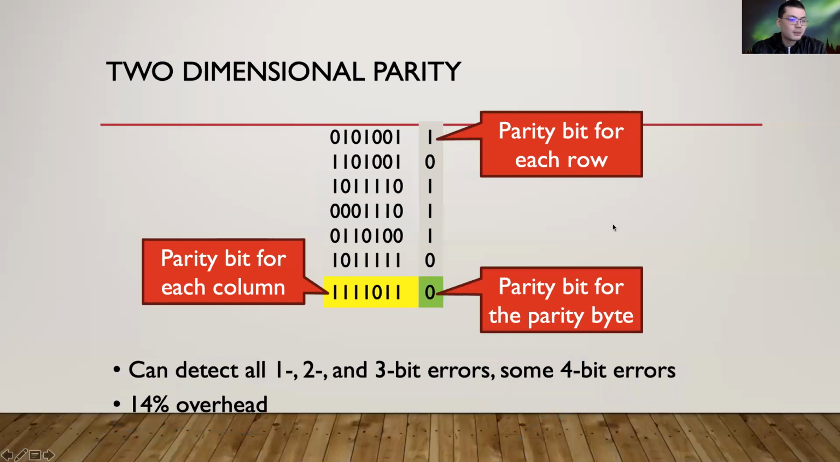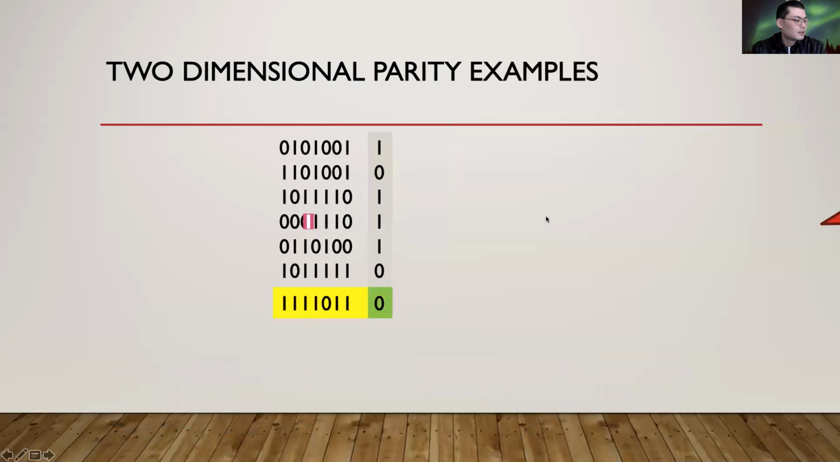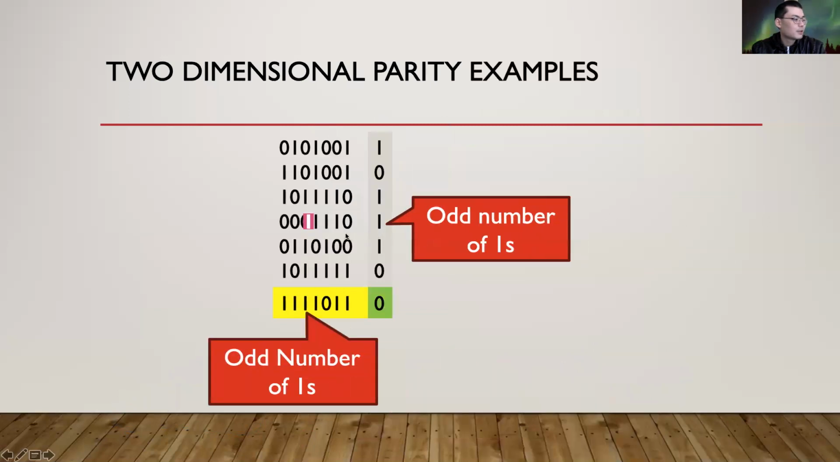Now let's see why we can actually recover a 1-bit error. Think about this bit. If this bit was originally 0 and now it's flipped to 1, what will happen? This row now has four ones, previously 3. This parity bit should be 0, because we want the whole row to be even, but it's 1. So we know this row has an error. Similarly, if you look at this column, we have 1, 2, 3, 4, four ones. This should be 0, but it's 1, because previously this bit was 0.